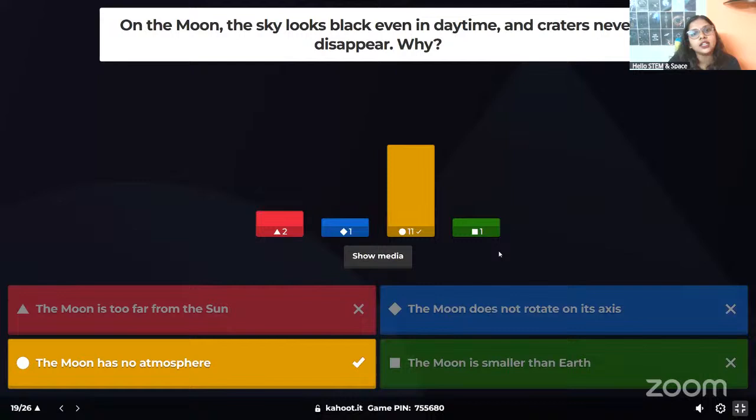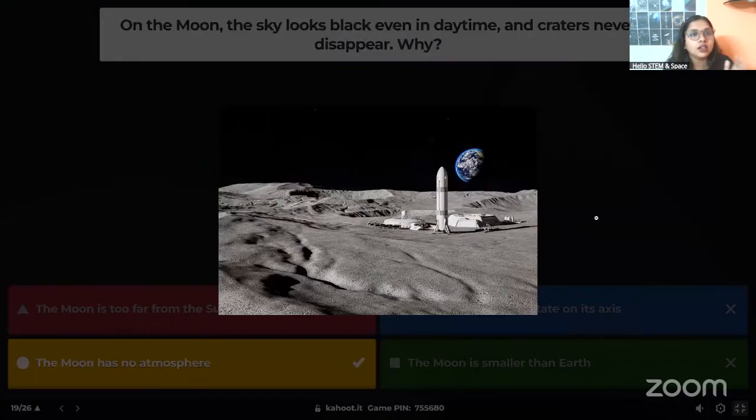And 11 of you gave the correct answer. It is because the moon has no atmosphere. So why is this happening? On Earth, we have a huge thick atmosphere, which scatters the light coming from our sun, and that scatters the blue color. That's why our daytime sky looks blue. But on the moon there is no atmosphere, so there is nothing to scatter the light. That is why during daytime and nighttime it looks black, because there is nothing to scatter the light. We are always looking directly into space.